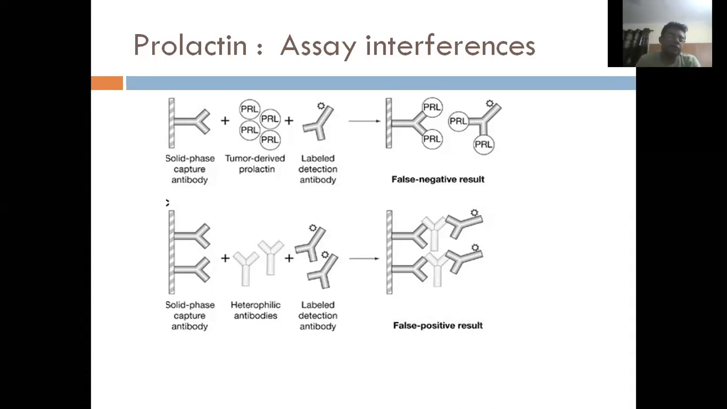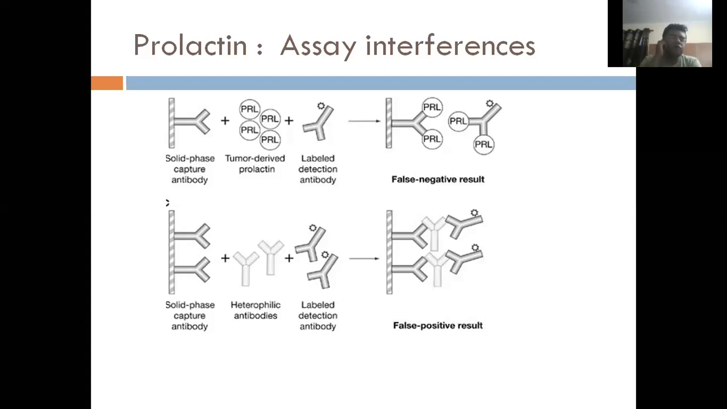And further, there is something else called macroprolactin. So prolactin occurs in several forms in the blood, and there are some molecules of prolactin which are very big. So these molecules can actually form a sandwich with multiple antibodies, and then this causes a high prolactin value, whereas the actual, functional prolactin is not very high.